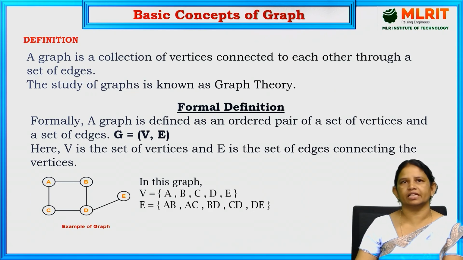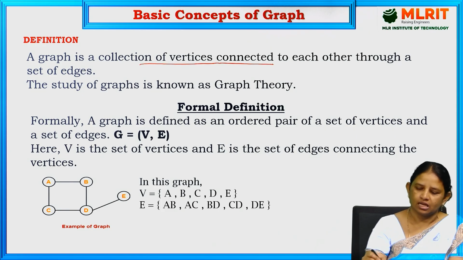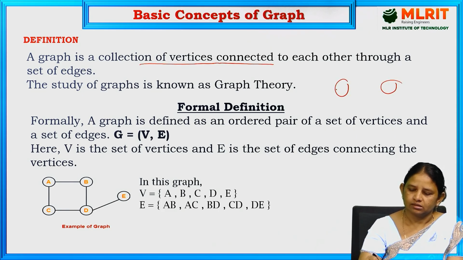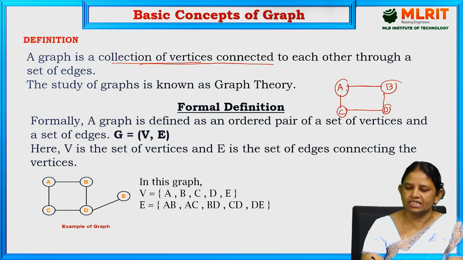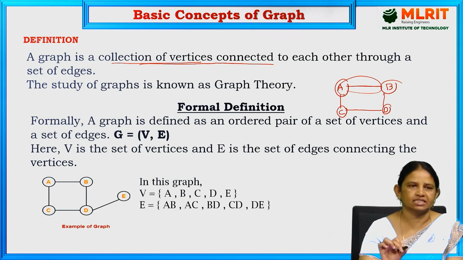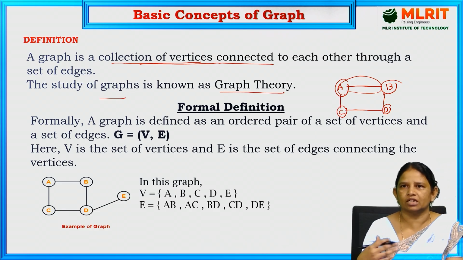The first one is the definition of graph. What is the definition of graph? Graph is a collection of vertices. These are the vertices, A, B. These two are the vertices. The vertices are connected to each other through a set of edges. This is called a graph. So the definition of graph is a collection of vertices connected through a set of edges. The study of graphs is known as graph theory. We are going to discuss the different types of graphs.